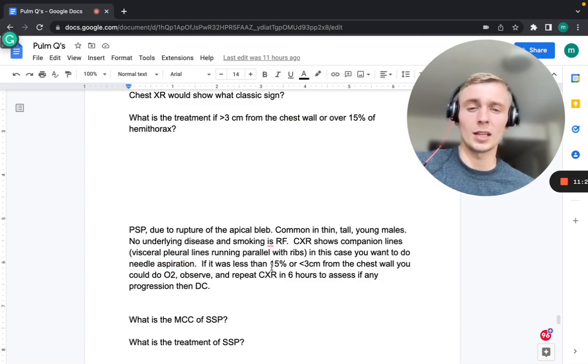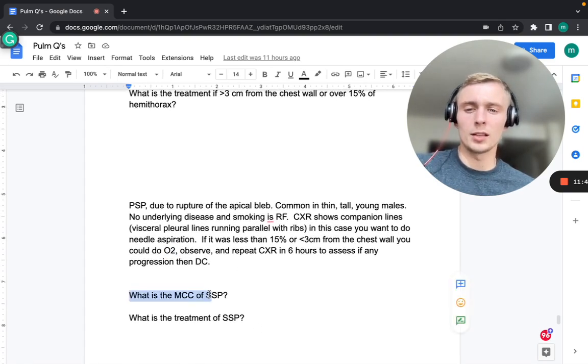But if it's smaller, less than 15% or 3 centimeters from the chest wall, you could just do oxygen, observe them, repeat the chest x-ray in 6 hours and see if they're improving. Or if not, then you may need to do that aspiration at that point. But if they are improving, you can just observe them for some time, and they don't need any intervention besides supportive care and oxygen.